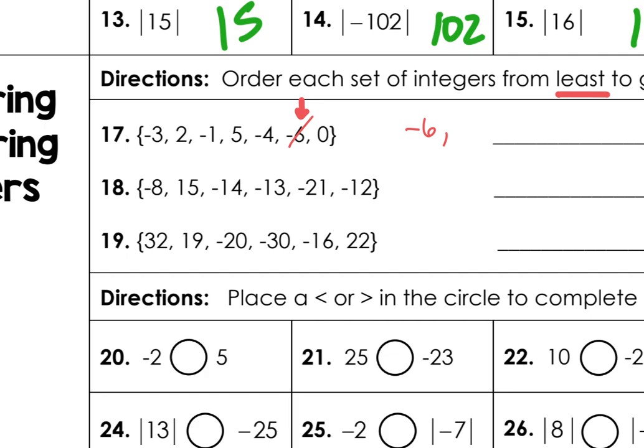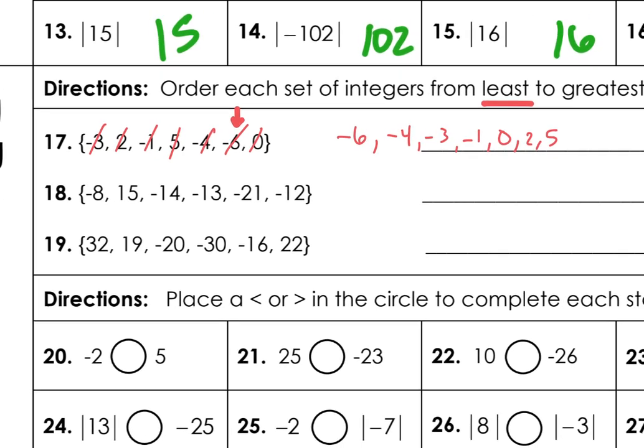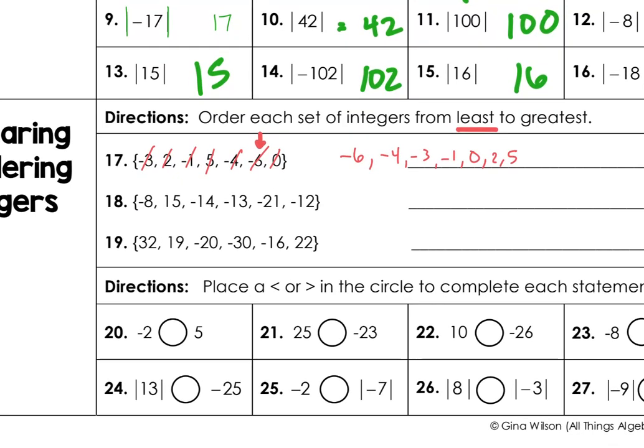And then let's see, -4 after that, -3 after that, -1, 0, 2, and 5. 0, 2, 5. I don't think you're really going to have any problem with that.